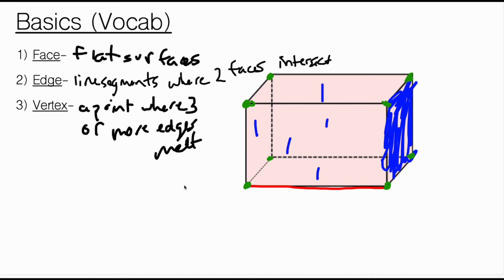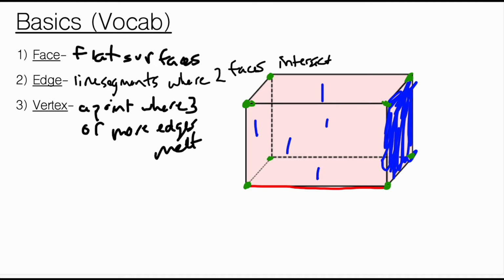But there's your basic vocab. A face, all the flat surfaces. An edge is any of the line segments where the two faces intersect. And lastly, a vertex is a point on a three-dimensional figure where three or more edges meet. You're responsible definitely for knowing what those words are and being able to identify them in any three-dimensional figure that you might come across. So that's the first part of today's lesson.